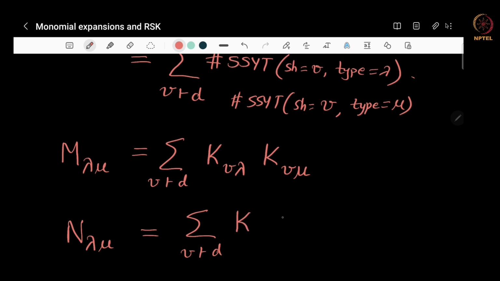Since it's now pairs of tableaux of transpose shapes, the shapes are nu and nu prime, and the column sum is lambda and the row sum is mu. So this is going to count something slightly different. The shapes are nu prime and nu. This is the key point. So this is what RSK gives us. It tells us how to expand the h lambdas and the e lambdas in terms of monomials.